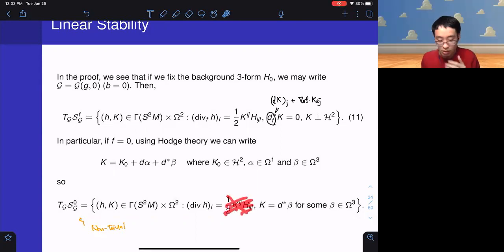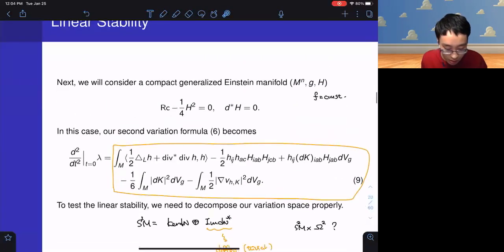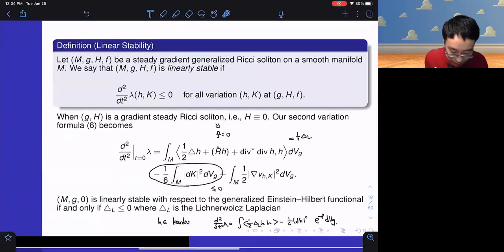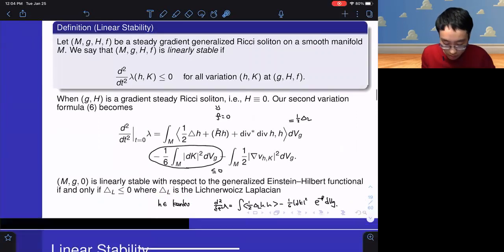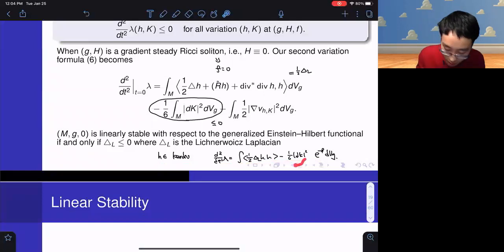So this is the reason why I said that in the previous H0 case, we can also consider our H lying in the kernel of the divergence part. Then everything is back to the previous case, because this quantity is always non-positive.